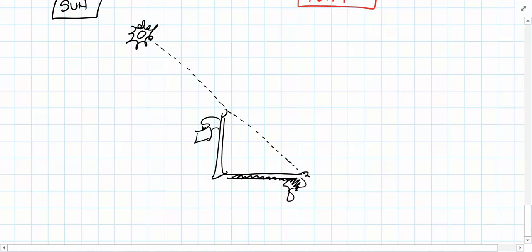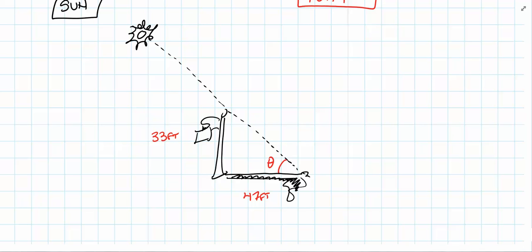So here's what I know. I know two things about this picture. I know that the flagpole is 33 feet tall. And I know the shadow it casts is 47 feet long. The question is, what is the angle of elevation to the sun then? How high is the sun in the sky?